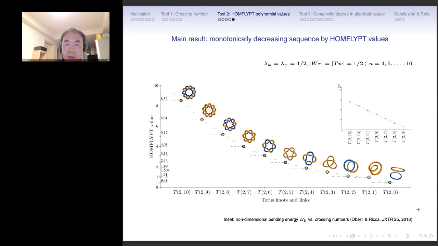At the beginning of the next section, I will talk about the weakness of this method. So that is the end of this section. Any questions or comments?